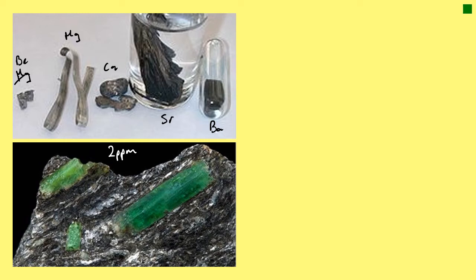And this is an emerald, and so this emerald here is actually a beryllium aluminium silicate, and its formula would be Be3Al2(SiO3)6. So quite a complicated structure. That is the structure of an emerald, which is where much of beryllium is found in the Earth's crust.